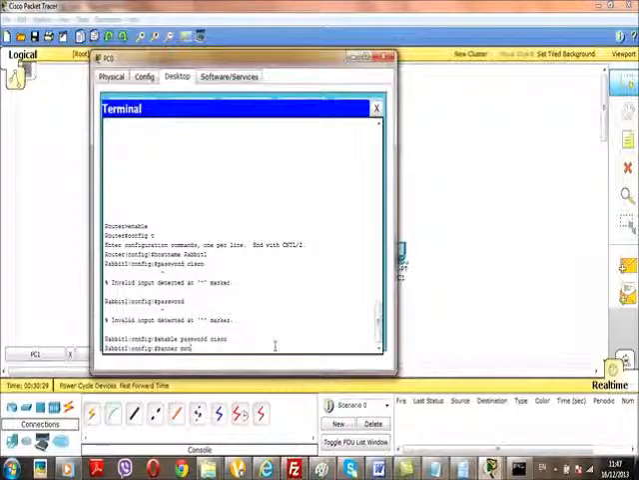And then banner MOTD. MOTD stands for message of the day. And what shall we call it? Put a $ sign. Now, unauthorized access.